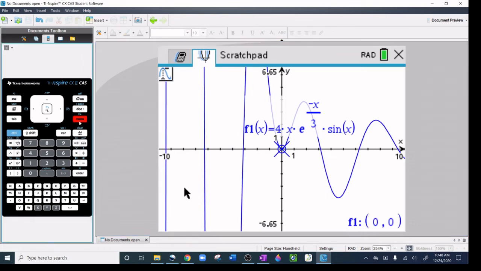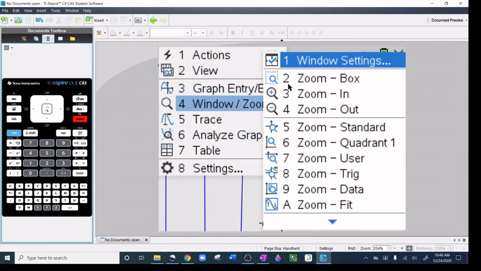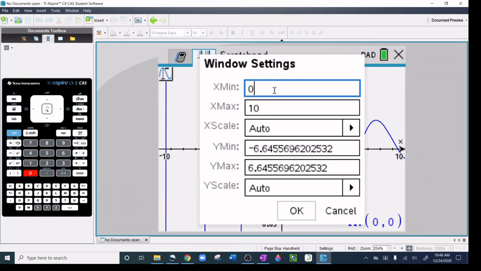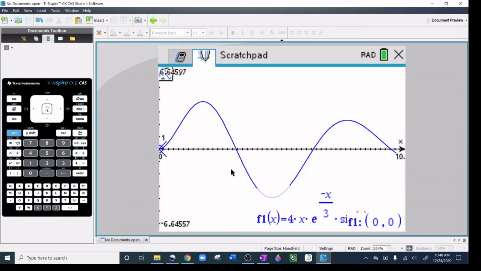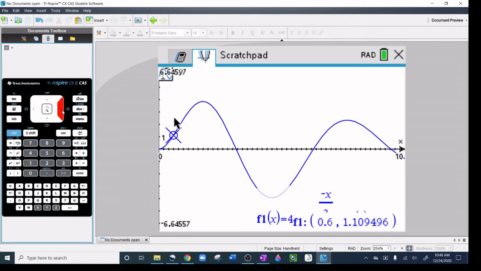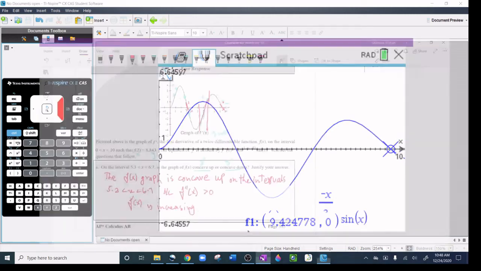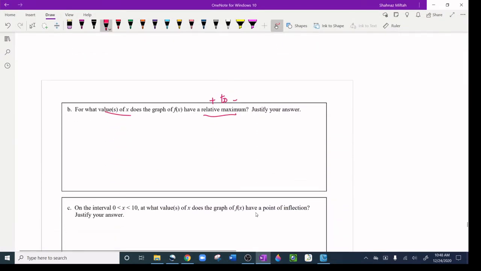So I'm going to change the menu window to 0 to 10. Now, since I'm doing the graph and I know this one is a maximum and that one is a maximum, I'm going to move my cursor here and see what exactly that point is. This one is 3.142, and the next one is 9.425. So I'm going to go back and answer question B.